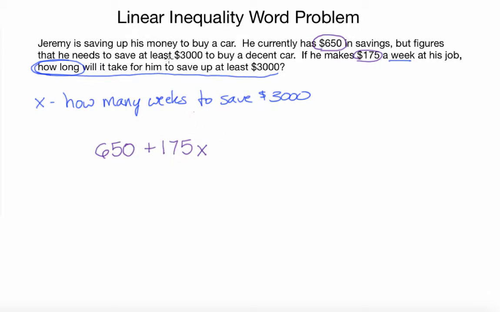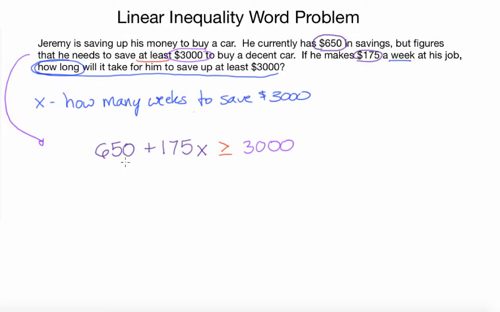So now let's interpret it. What does it mean to have at least $3,000? Well, that means it could equal $3,000, but he just wants to save greater than or equal to $3,000. All right. So I think we used all the details in this problem. This is how I would interpret those words and rewrite it as an algebraic linear inequality.